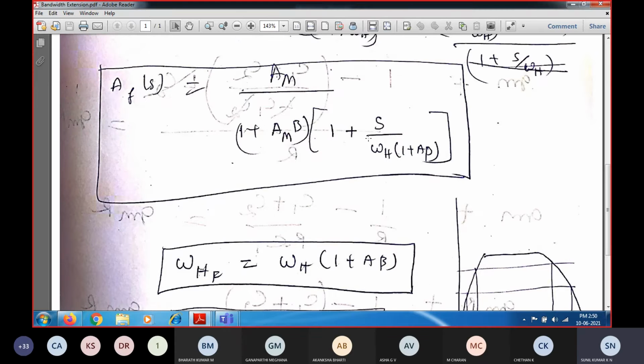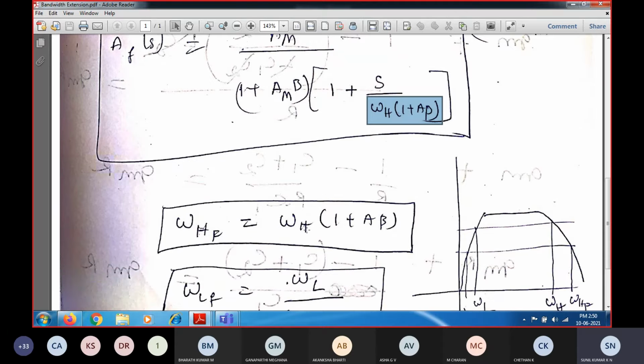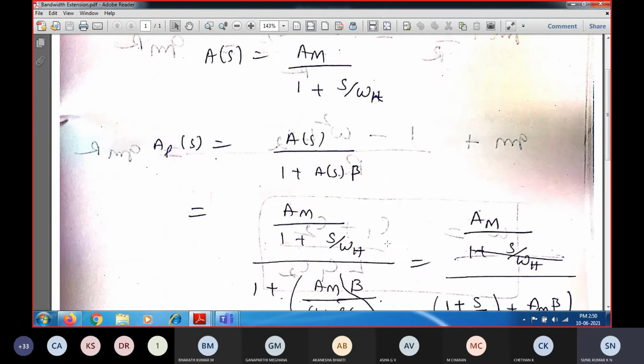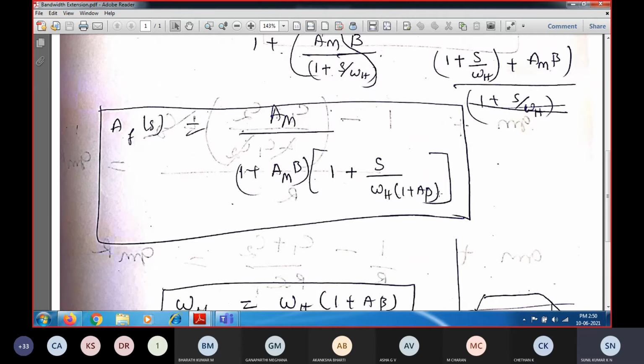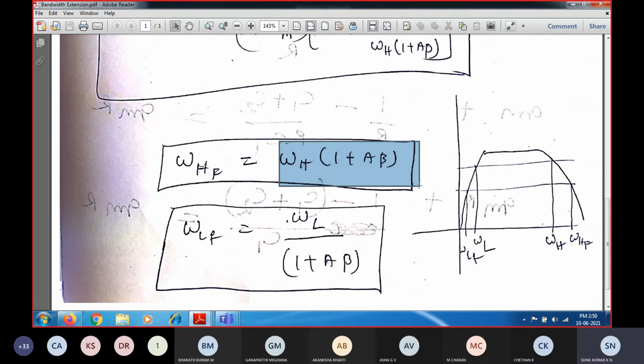So omega h has been increased by a factor of 1 plus A beta. This is the new 3 dB frequency, omega h multiplied by 1 plus A beta, whereas without feedback omega h is just omega h, and here it is going to increase 1 plus A beta times. At the same time, if you find the lower frequency response, it is going to reduce the 3 dB frequency by a factor of 1 plus A beta.